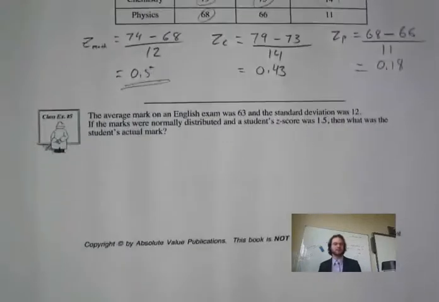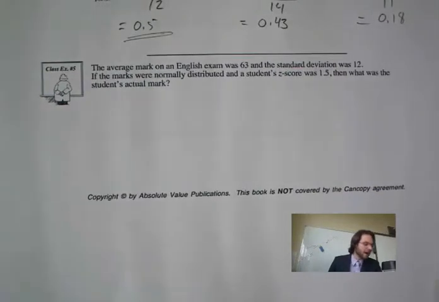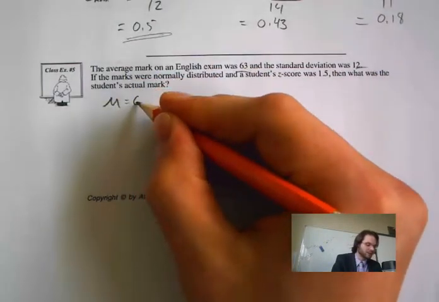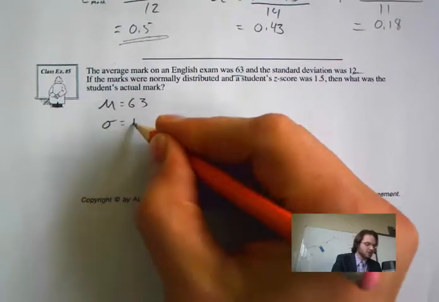Okay? Now, here's the next one. It says, the average mark on an English exam was 63, standard deviation of 12. So we know my mean is equal to 63. My standard deviation is equal to 12.